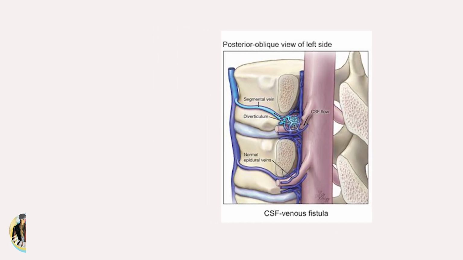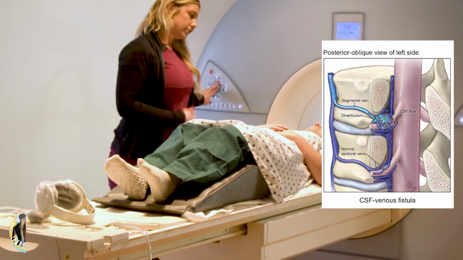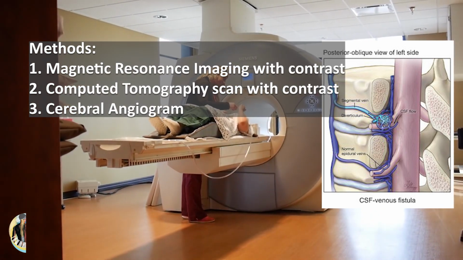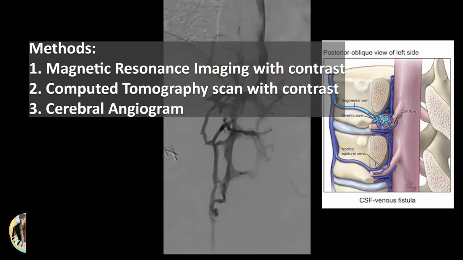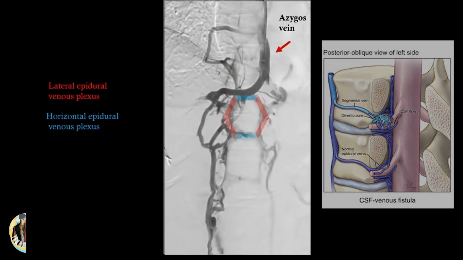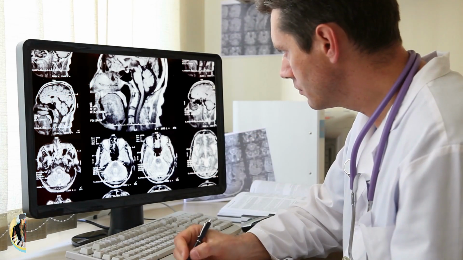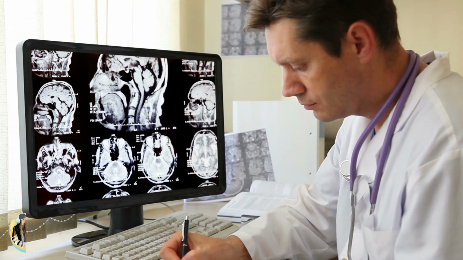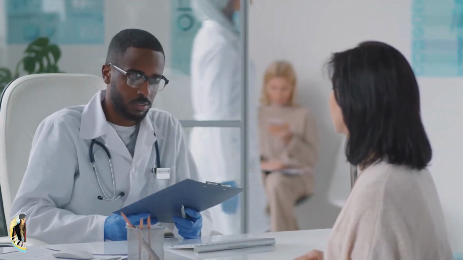Cerebrospinal fluid-venous fistula can be diagnosed using a variety of methods including magnetic resonance imaging and computed tomography scan with contrast, and cerebral angiogram. The diagnosis of cerebrospinal fluid-venous fistula can be challenging because the symptoms can be vague and nonspecific. Therefore, a thorough evaluation by a medical professional is essential.